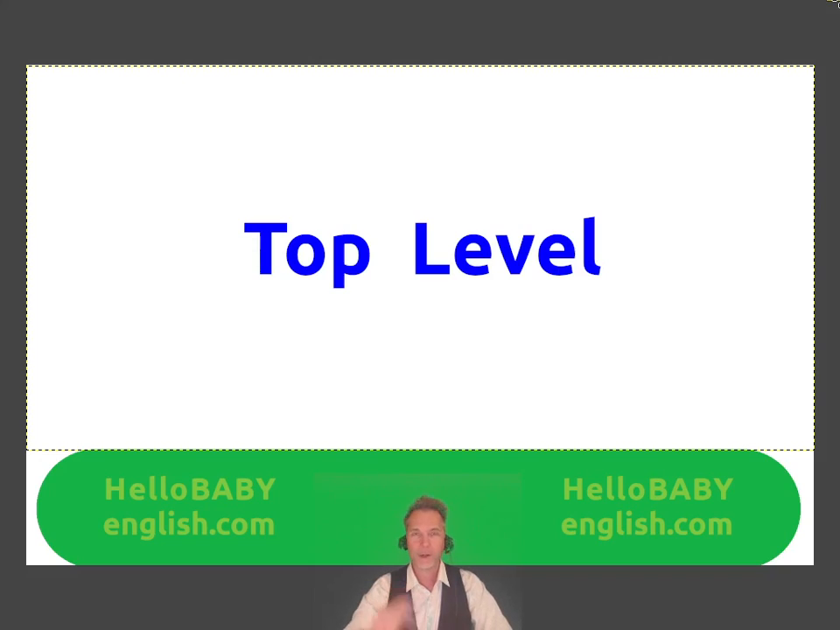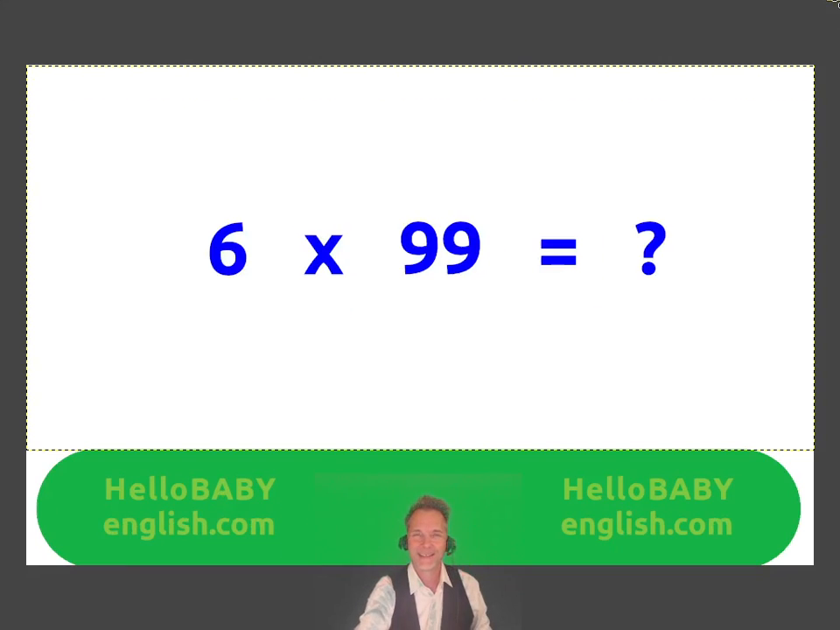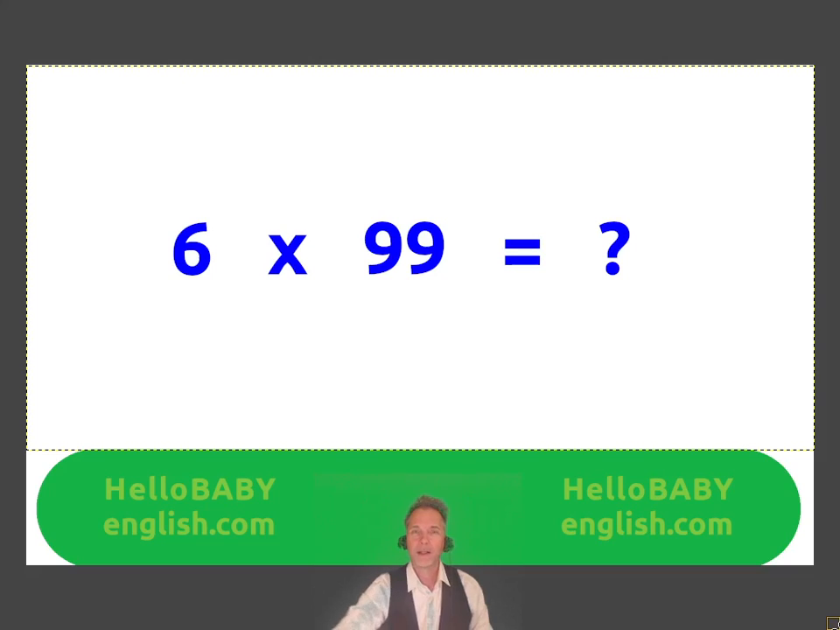Okay, we did 4 questions from level 1. We did 3 questions from level 2. We did 2 from level 3, and now we have 1 question from top level. What's 6 times 99? We can do it together.